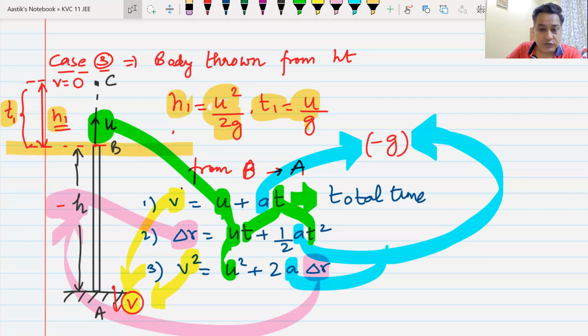Okay, just to log that concept, I will give you a couple of questions where the ball is thrown up from a height. Once you understand how we are supposed to use this equation, then we will move on with the questions on graphs.